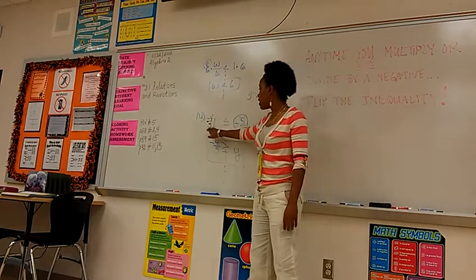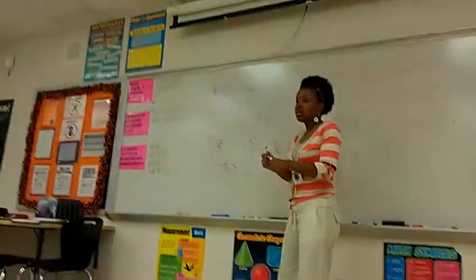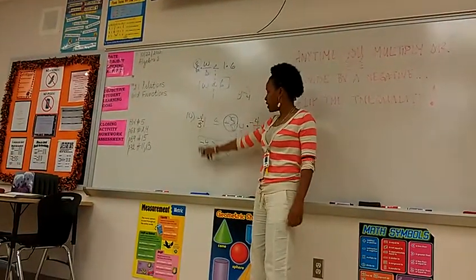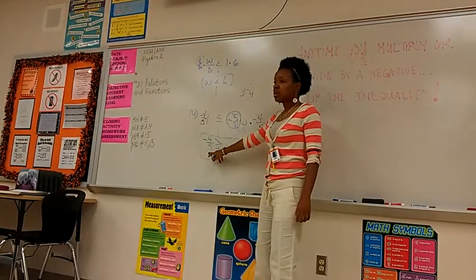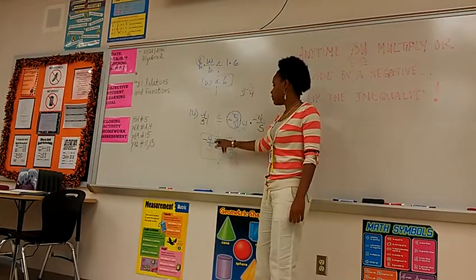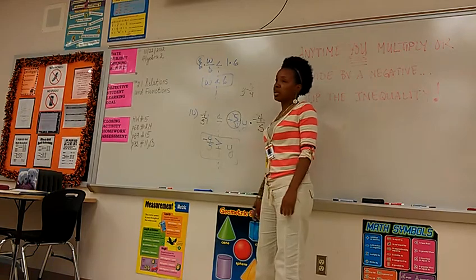Then you multiply, I don't know why I wrote the multiplication sign over there. Multiply negative 4/5 to that side. And you get negative 4/5 over here. This has to flip because we multiplied by a negative.